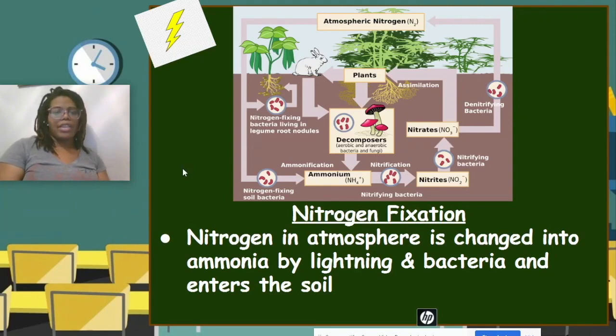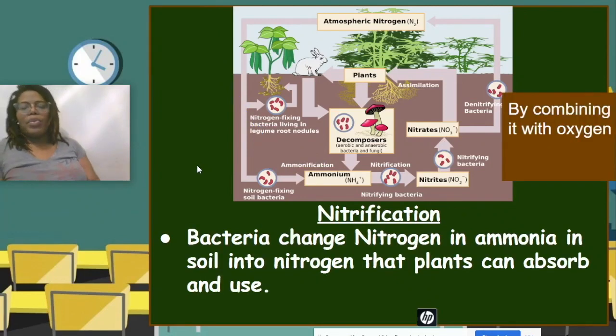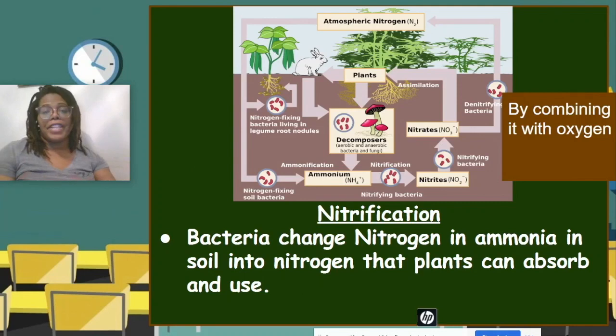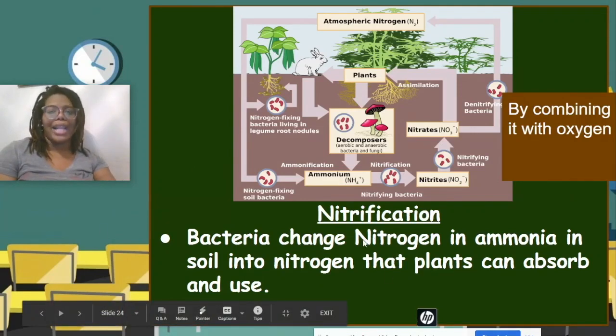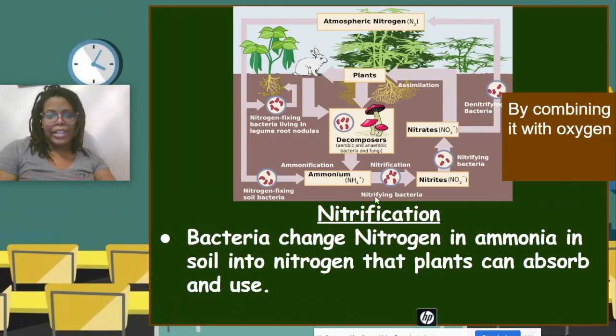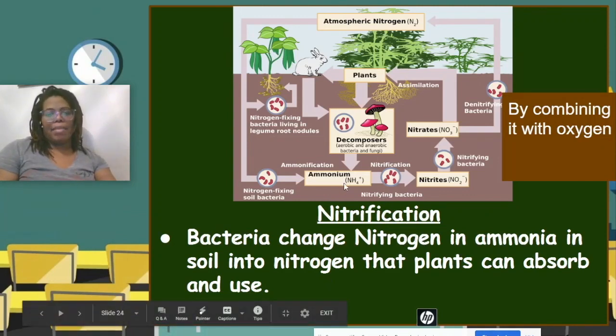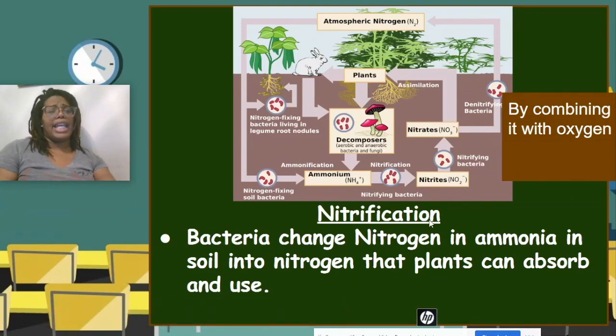All right. So after nitrogen fixation, that's happening here from lightning and also happening in the nitrogen fixing bacteria, it's getting into the soil. All right. The next step we're going to look at is called nitrification. Big word, I know. Nitrification. So nitrification is what happens when you have bacteria that we call nitrifying bacteria, and they're going to change nitrogen that is in the ammonia that's in the soil into nitrogen that plants can finally use.